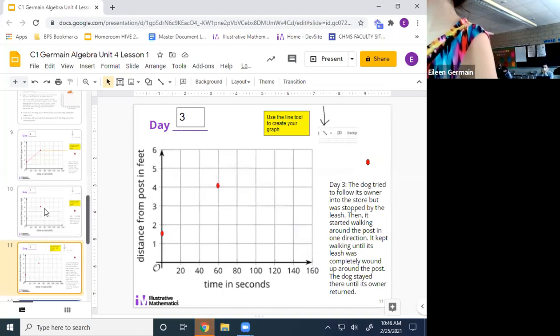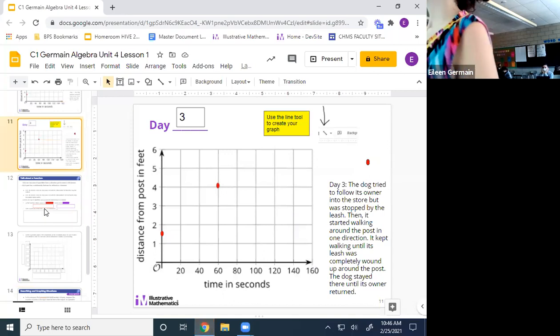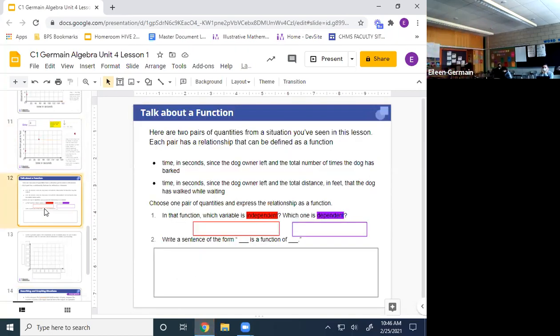Okay, so if we look at the next piece of this here, this is now on you. You're going to be making some decisions here. So here are 2 pairs of quantities from a situation you've seen in this lesson. Each pair has a relationship that can be defined as a function.